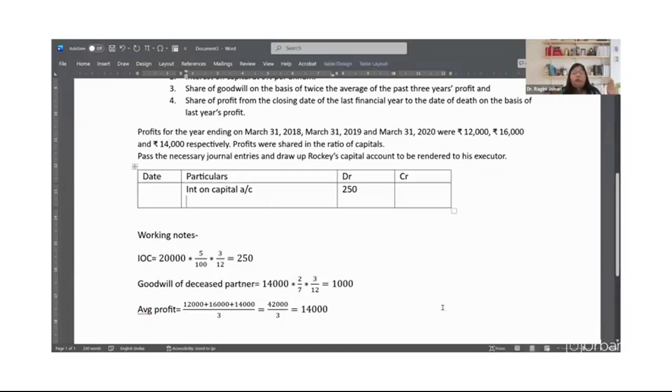Now, this amount will also be debited from the firm's account. Goodwill, please understand, as we all know, is always shared or provided to the sacrificing partner by the gaining partner in their sacrificing or gaining ratios. So obviously, we need to keep it aside. We are not going to take it here.